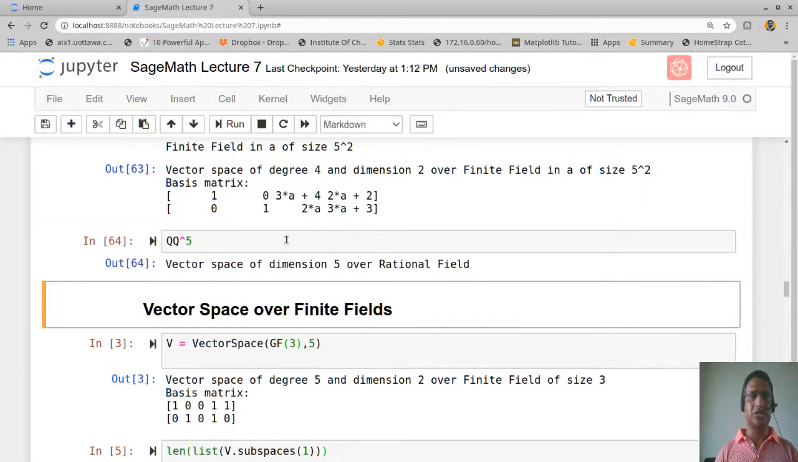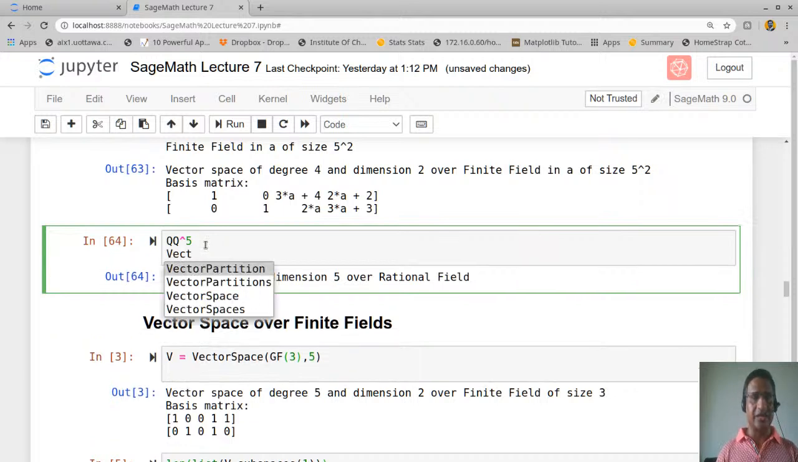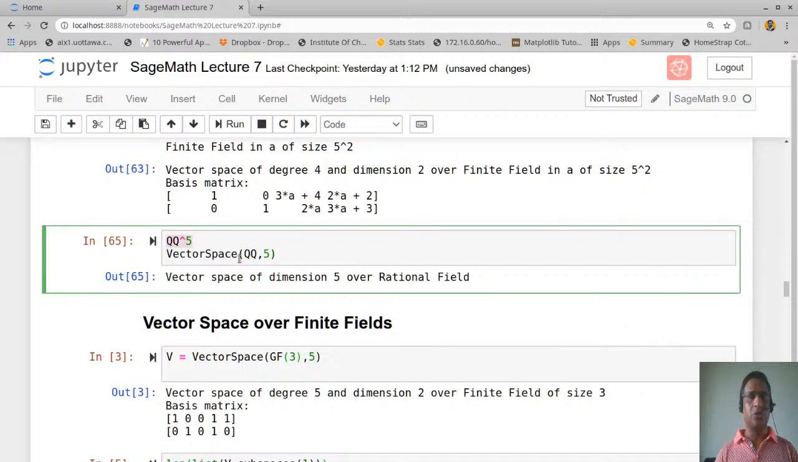So this is a vector space of dimension 5 over the rational field, but the same thing can also be defined as VectorSpace QQ and then comma 5. These two are the same thing. Okay, but as a shortcut we can use QQ to the power 5.